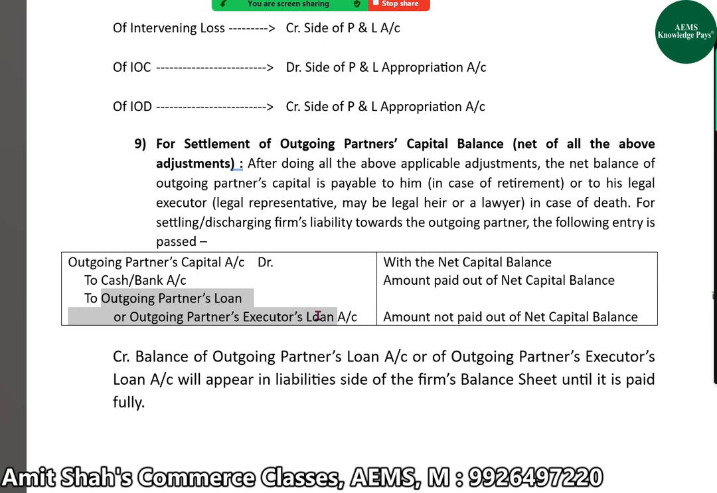Now this balance, guys, will appear in liability side of the firm's balance sheet until it is paid fully. Am I clear?